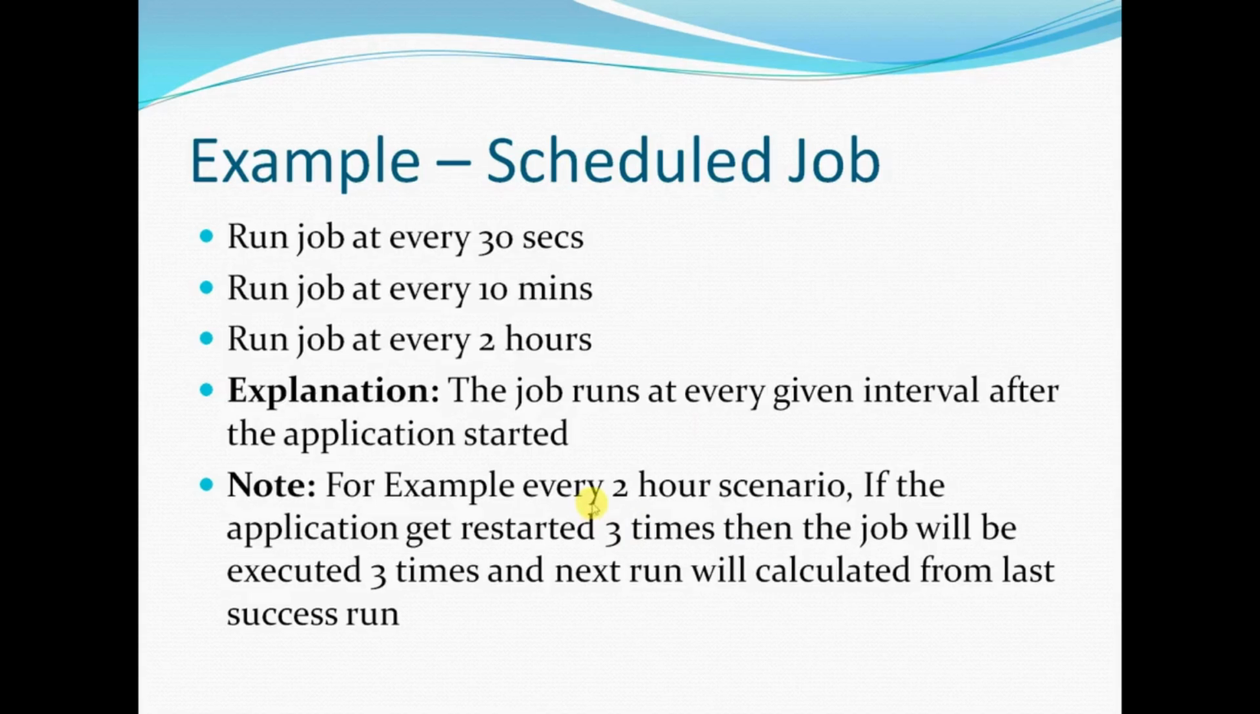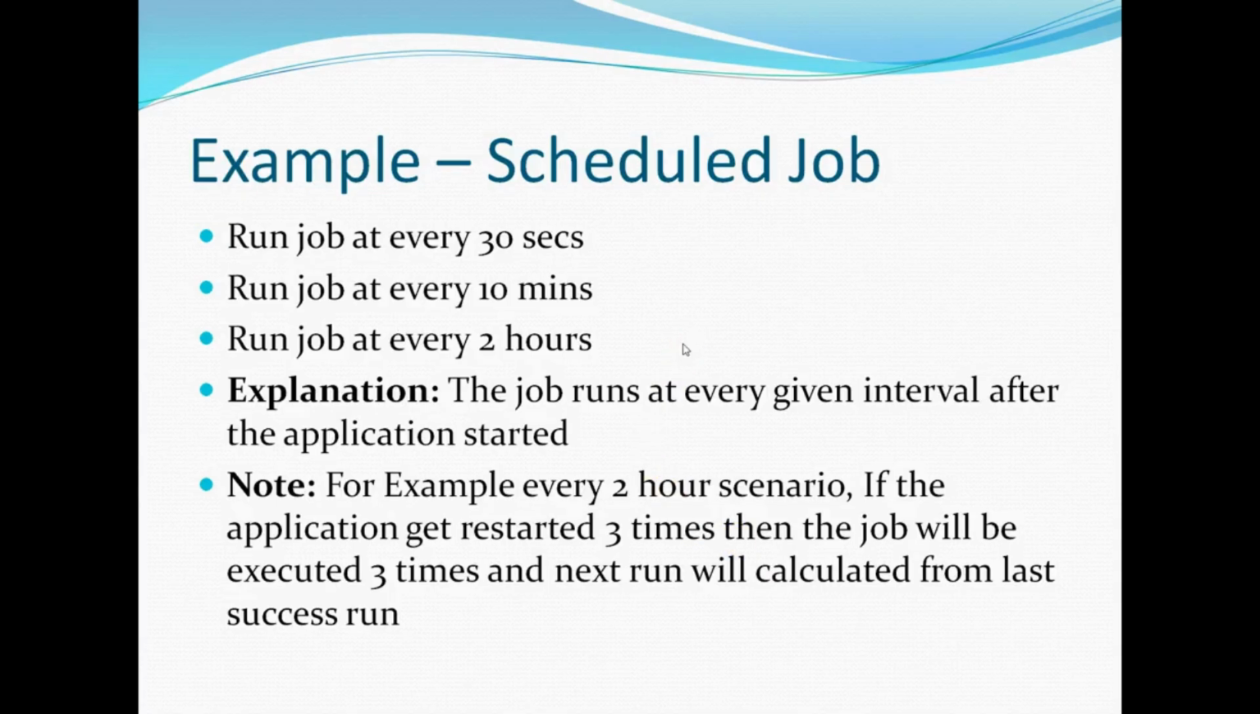So in between the 30 seconds, if the job gets restarted or another new deployment is triggered, it will consider the deployment or restart and run the first time. So this is the example here. If I'm giving my timer to run every 2 hours, but in between I did deployment or restart 3 times, the job will execute 3 times.